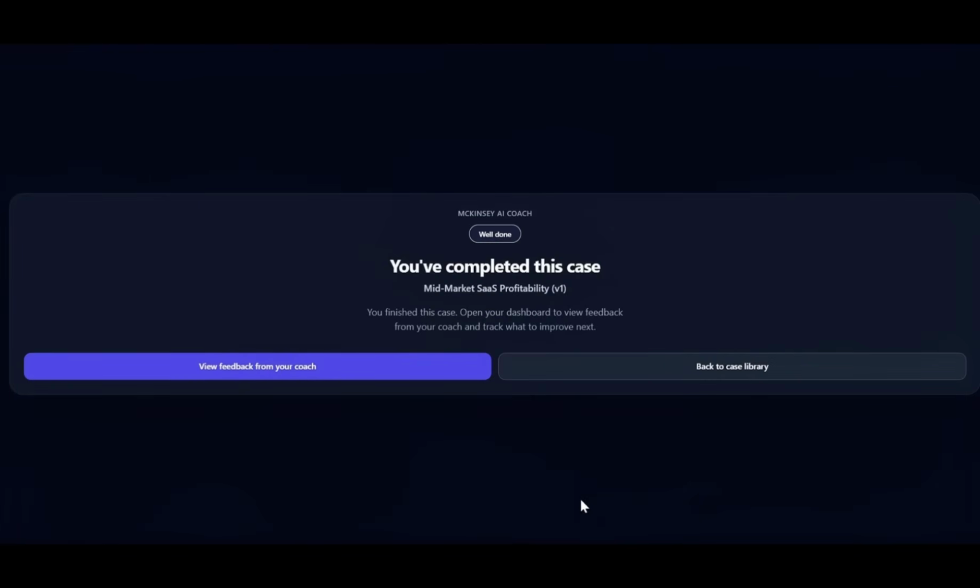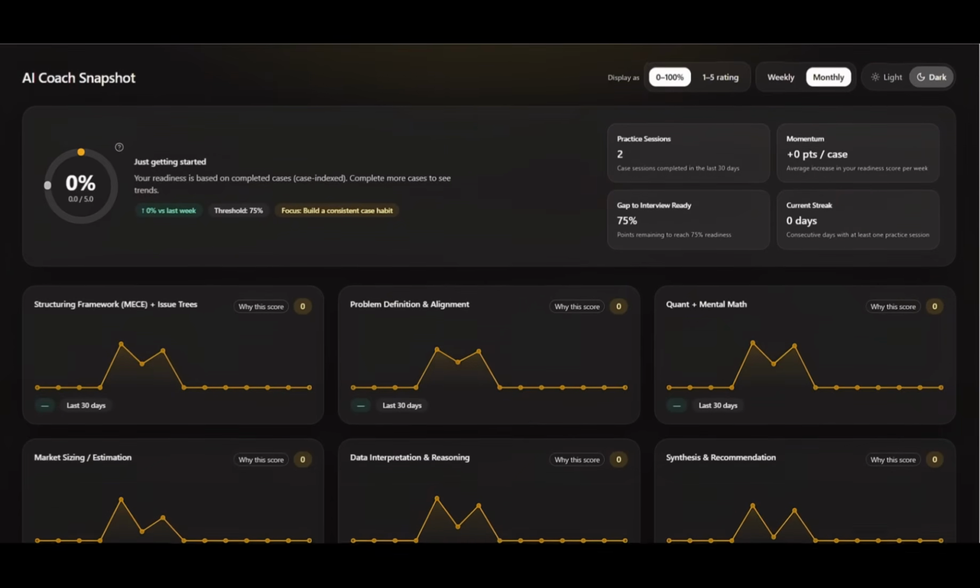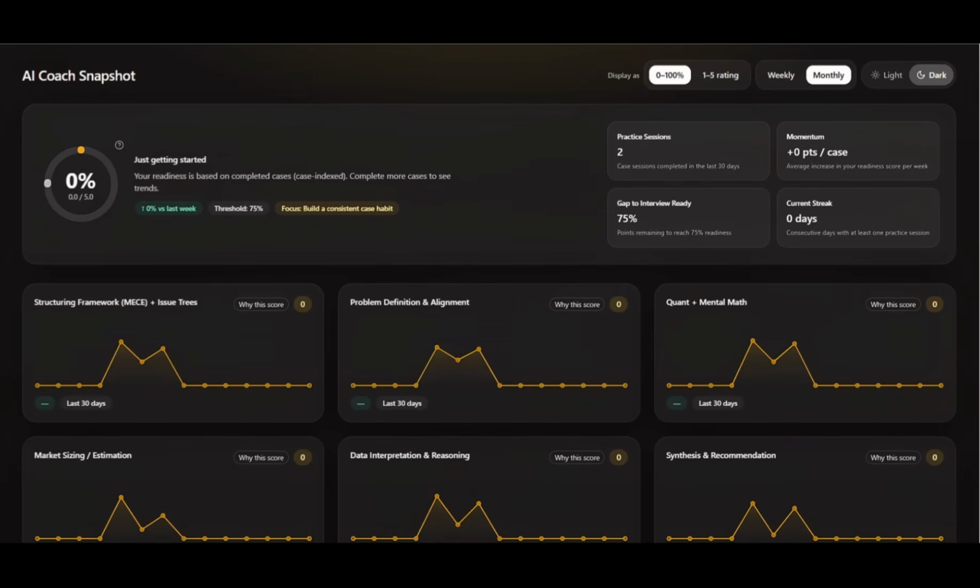This is just a small example of how Cognidoor's AI coach is able to assist us with our answers, but also help us think about how to structure our thinking. Now that we're done with the case, we're going to view feedback from our coach. We wait for that to load and we look at our dashboard. So in our dashboard, we're able to see how far we are from being interview ready. And what we're told is that we're 75% away from being interview ready.